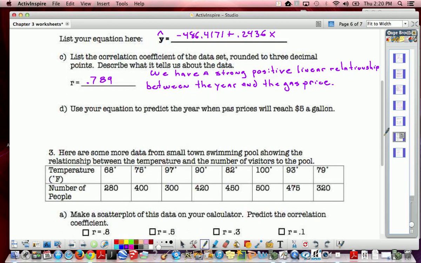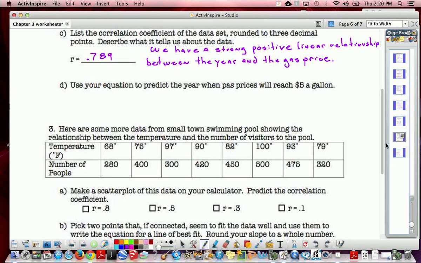So, there's part C. D says use our equation to predict the year when gas prices will reach $5 a gallon. So, we want the year. The year is x. When the gas prices reach $5 a gallon, that's going to be our predicted y. So, on this particular problem, we're going to replace y hat with 5 and solve for x.